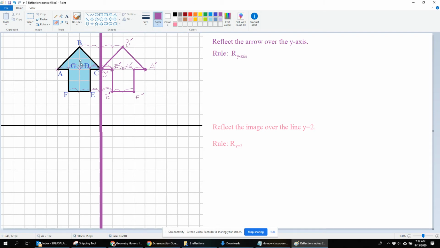So the blue one here is my pre-image, and the purple one over here is my image. It looks exactly the same. It's just flipped over that line.